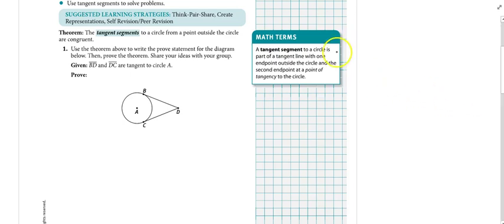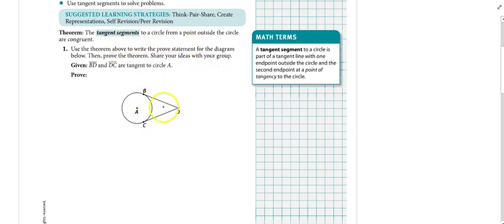Alright, we're looking at our tangent segments. Our first problem here, well, first of all, tangent segments are part of a tangent line, a segment with one endpoint outside the circle and one at the point of tangency to the circle. So BD and CD are tangent segments. That's what this says. But the tangent segments to the circle from a point outside the circle are congruent.